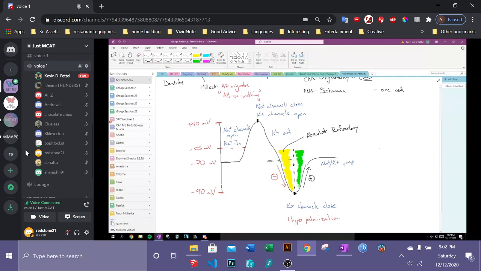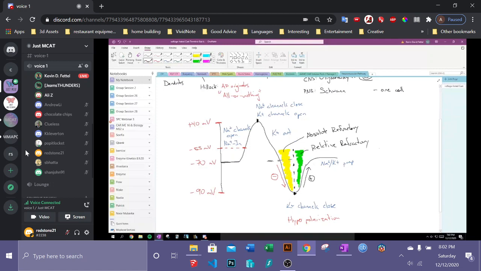Now, when the potassium channels close, there's no longer that negative downward signal towards that negative 90. Now the cell can go back up to a positive and restart this process, and get back not just to negative 70 millivolts, but potentially up to that negative 55, that all or nothing action potential. So that's why the green here is the relative refractory period. Does anybody want me to explain that again?